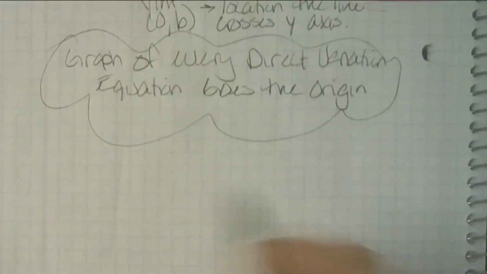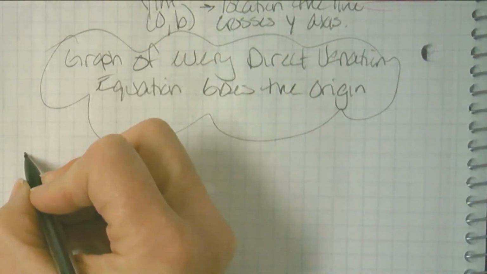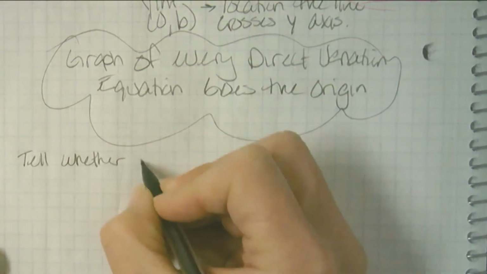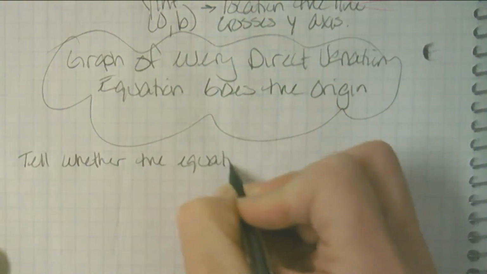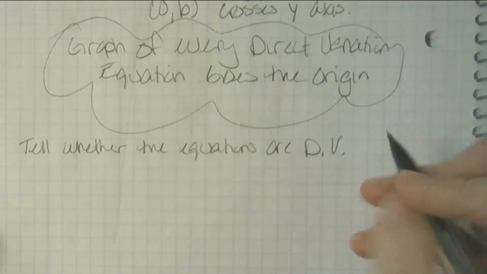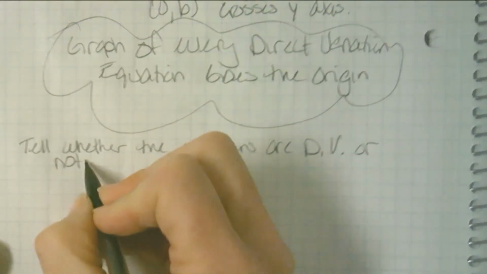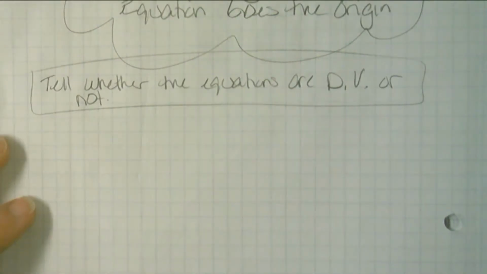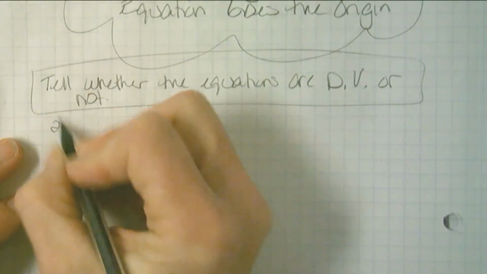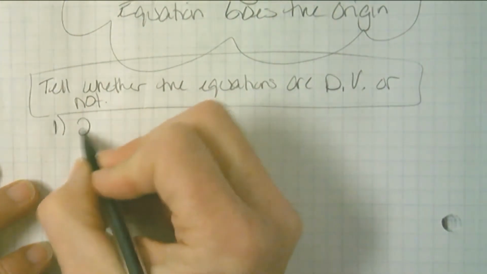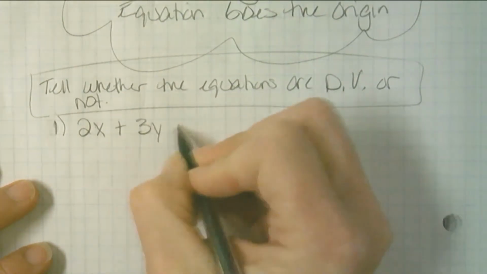All right, so what I want to do first is I want you to tell whether the equations are direct variation. I'm going to write dv for direct variation or not. So that's the first thing I want to do. I want you to be able to identify visually a direct variation equation. All right, so I'm going to give us two examples here. My first example is 2x plus 3y is equal to 0.